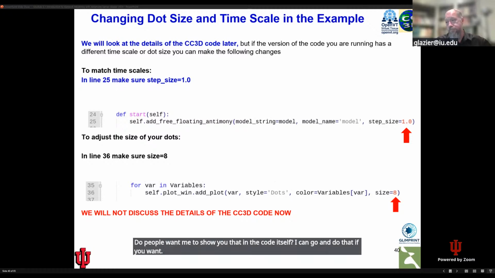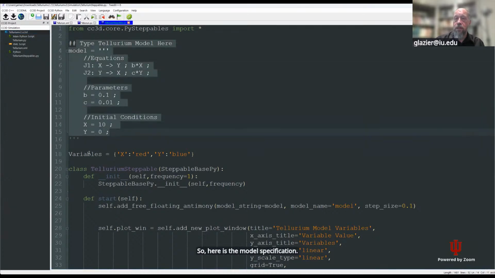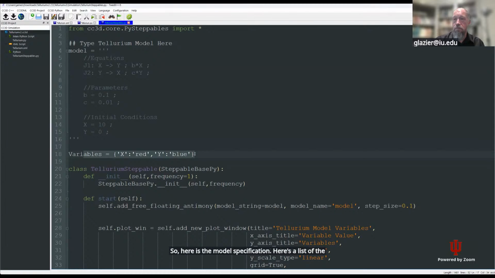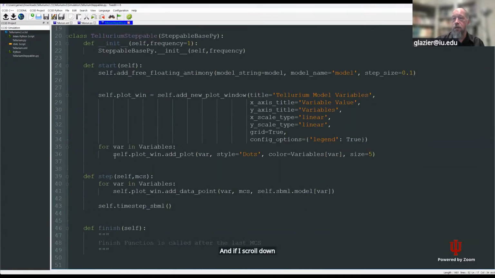Let me do that. So here is the model specification. Here's a list of the variables I'm going to plot. And if I scroll down to here, line 36 for me, I have the size of the dots I'm going to plot. If the dots on your screen are too small, you could make this say 8. That will change the size of the dots in the plot.